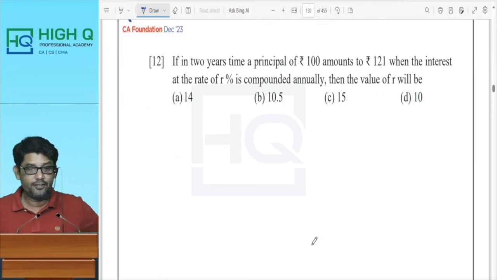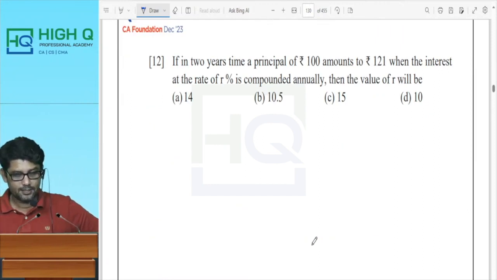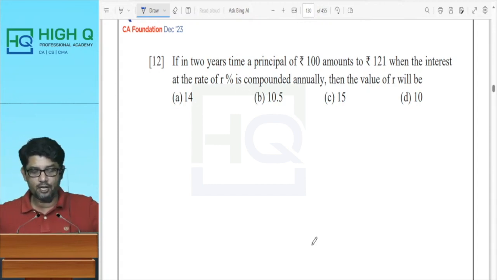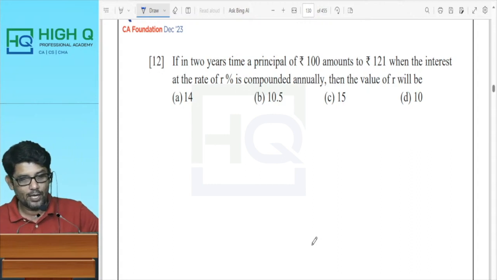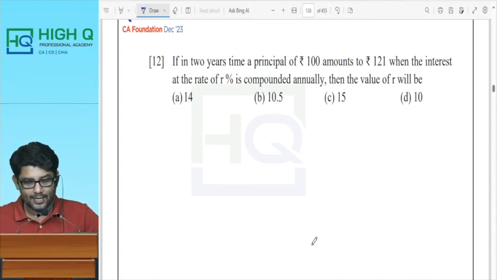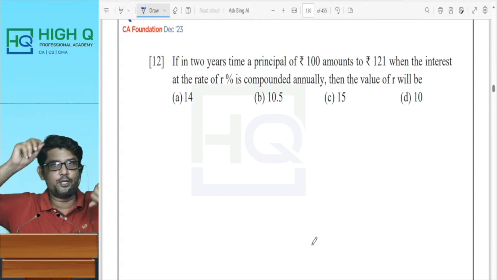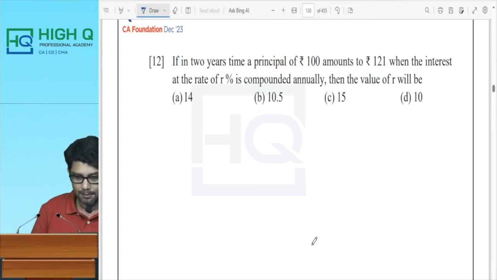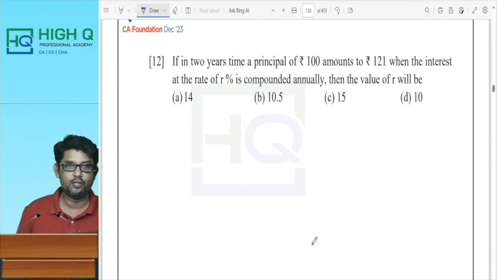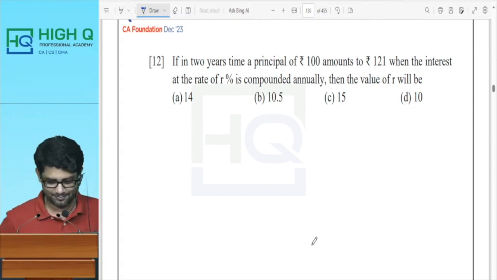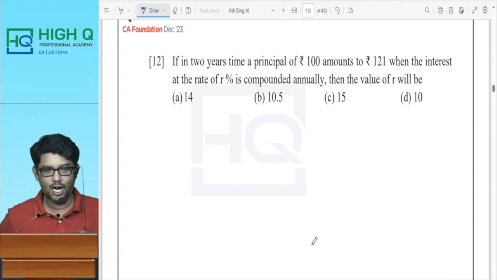Now, if in 2 years' time, a principal of 100 rupees amounts to 121 rupees, when the interest at the rate of R% is compounded annually, then the value of R will be? Yes, I think many of you are showing me heart symbols. So I'm assuming that you have done it in 10 seconds maximum. Now for this, you are not supposed to take more than 7 seconds.